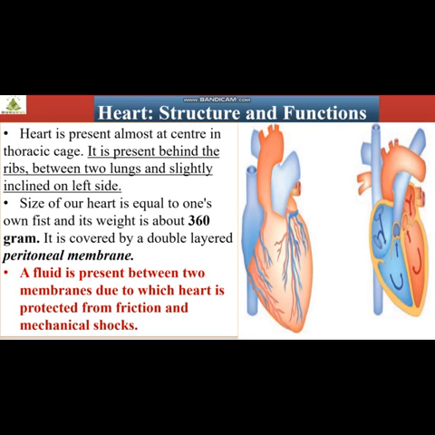First let us understand where the heart is present. It is present at the center in the thoracic cage. Exactly, it is present behind the ribs, between the two lungs and slightly inclined on the left side. The size of our heart is equal to one's own closed fist, and its weight is about 360 grams. These are the proper measurements. It is covered by a double layered peritoneal membrane. Again, I'll repeat, it is covered by a double layered peritoneal membrane.